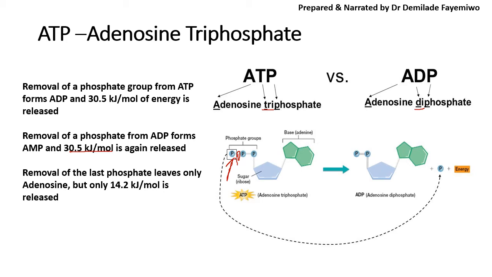And when you break off the second phosphate, over there, you form adenosine monophosphate, which basically indicates that there's just one phosphate. That also releases 30.5 kilojoules per mole of energy. However, when you break off the last one, which is between phosphate and ribose, you only release 14.2 kilojoules per mole of energy. And the reason for this is simply that the bonds between the phosphate groups have more energy contained in them than the bond between adenosine and the last phosphate. And so for that reason, we don't get a lot of energy when we break off the last phosphate.